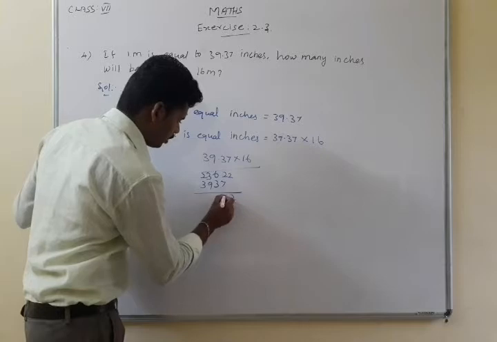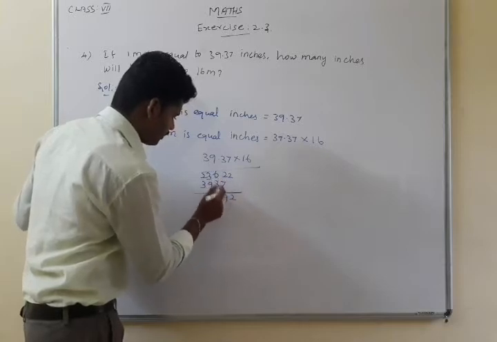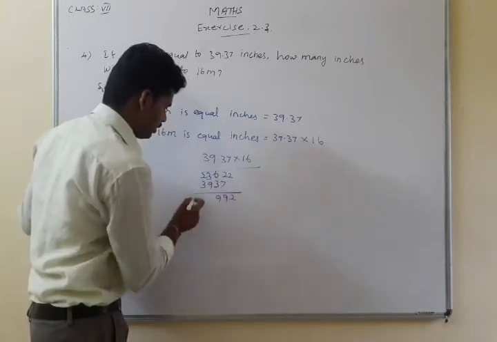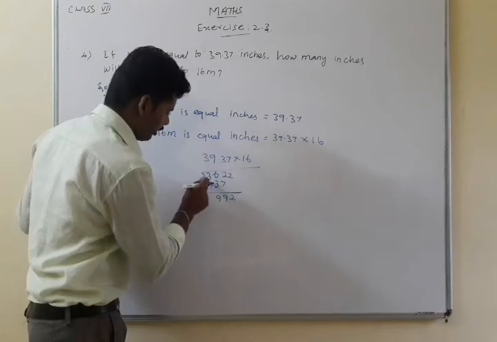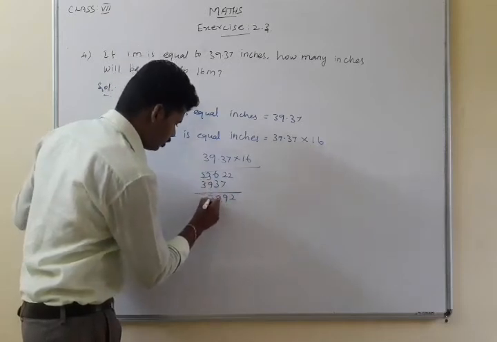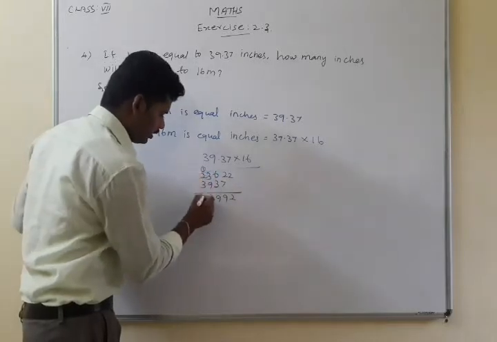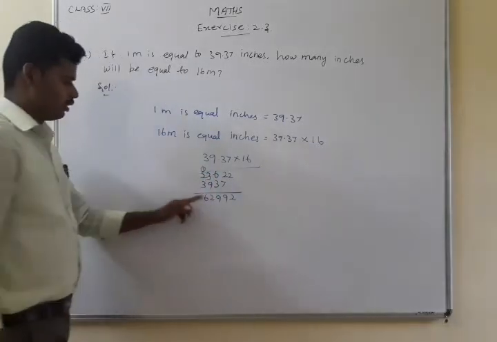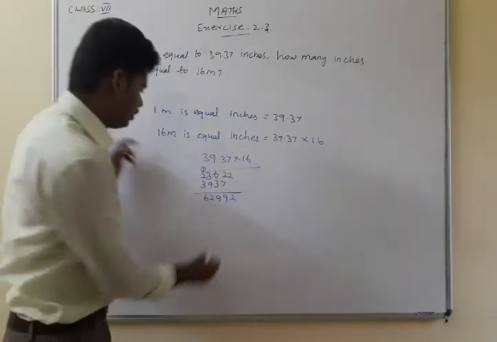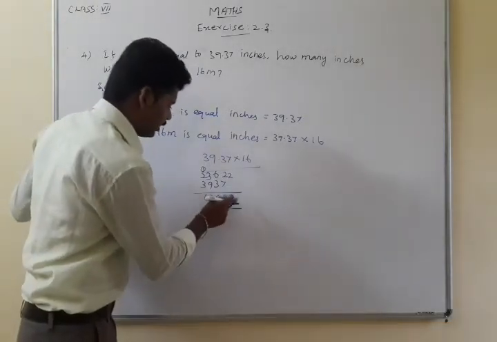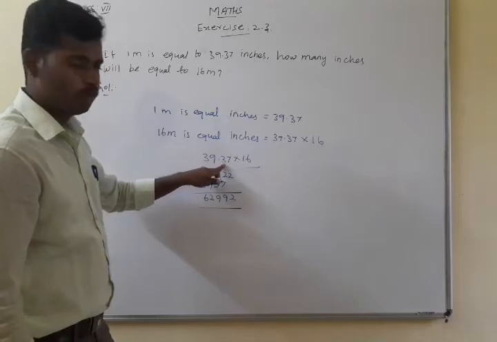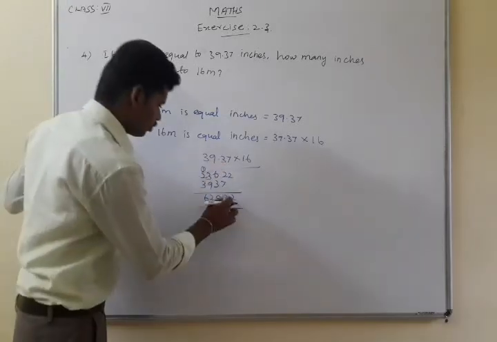Here 2, 9. 6 plus 3, 9. Here 9, 3 plus 9, 12. Remainder 1. 1 plus 2, 3. 3 plus 3, 6. Now 16,992 having, but here 2 decimal places having. So 1, 2.